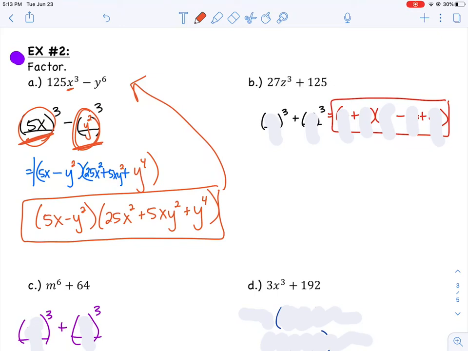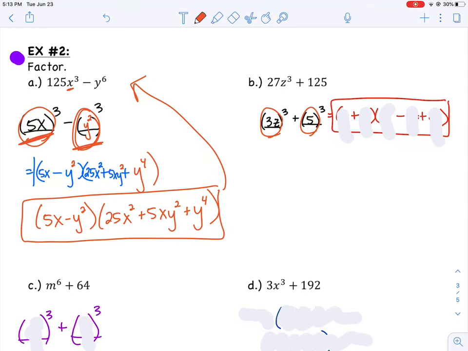So we need to turn the 27 into a cube and the 125 into a cube. What cubed gives me 27? I'm going to write it as 3z, that quantity cubed. That would be the same as the original problem, but now I have a base that's cubed, and I can use my formula a little bit better. And what cubed gives me 125? 5, right? And so my two bases would be the 3z and then the 5.